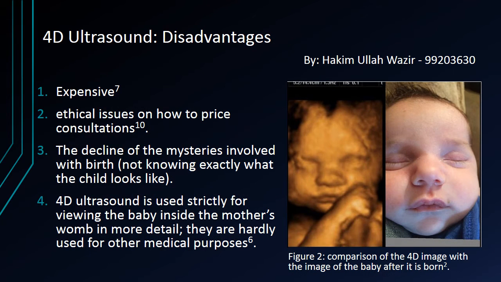The disadvantages of 4D ultrasound. Number 1. It's expensive. 3D and 4D ultrasound can cost anywhere between $100 to $1,000 as not all facilities charge the same amount. Regular ultrasounds that are not associated with hospitals can cost around $100 to $300. The same procedure performed at a hospital can cost between $200 to $1,000.